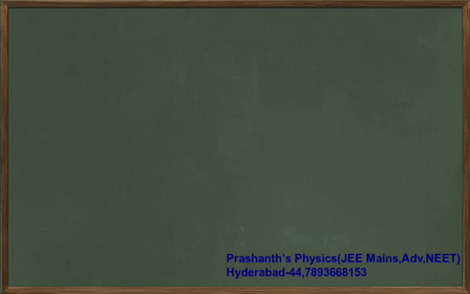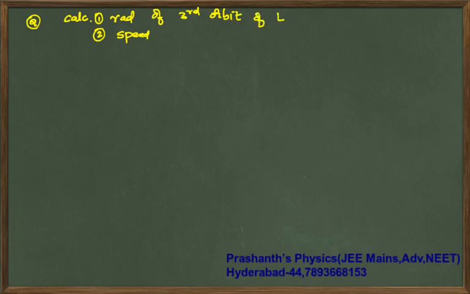Now let us do some basic questions. Your first question is: calculate the radius of the third orbit of lithium plus 2, and the speed of electron in the fourth orbit of helium.